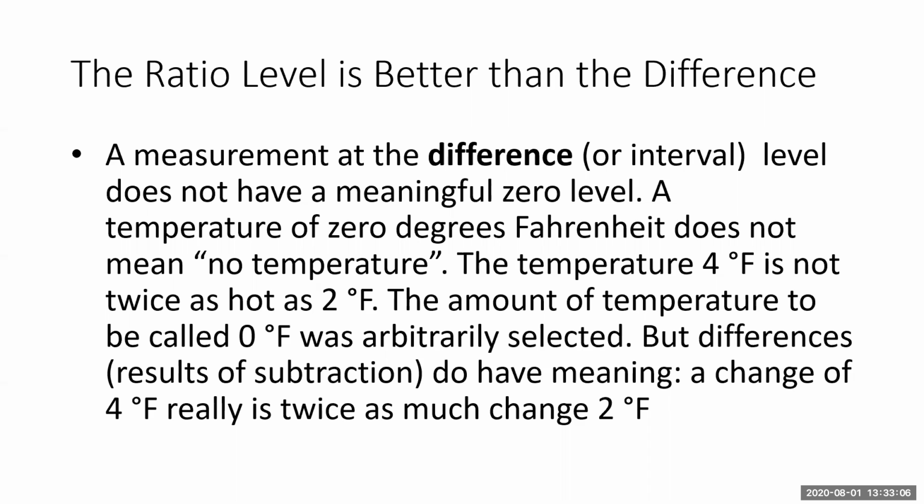So subtracting 2 temperatures gives you a number where 0 really means 0. But the temperatures themselves don't have that property. So this is a measurement at the difference level, or you also may call that the interval level of measurement.